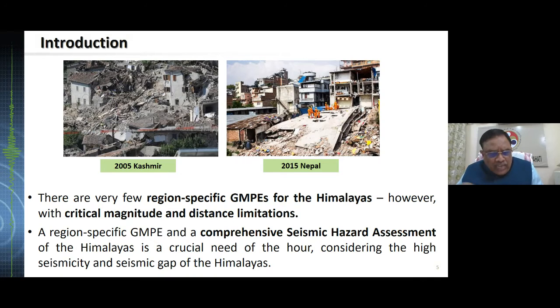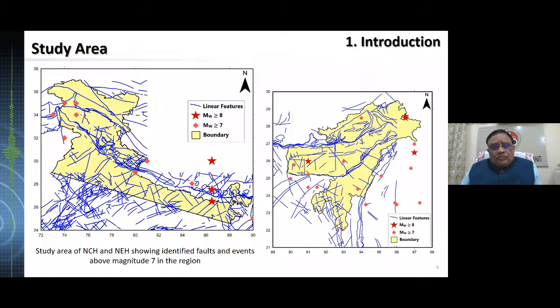I think I don't need to say this to this audience. I am very sure all of you know this. Previous hazard assessment of the region and zonation are based on GMPEs developed for other regions. Or we go and pick from the Berkeley group a similar geology and similar region and start using that. That's where we have a real issue.